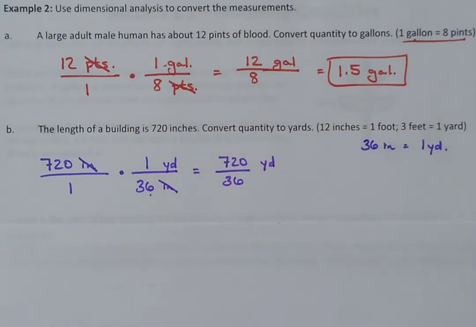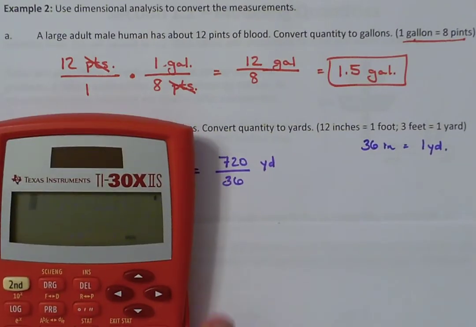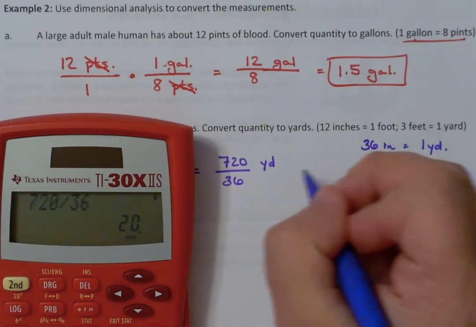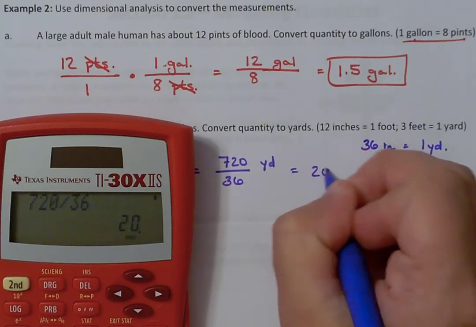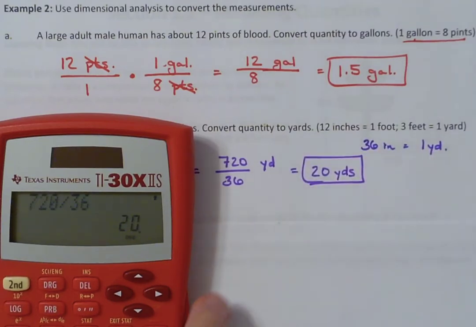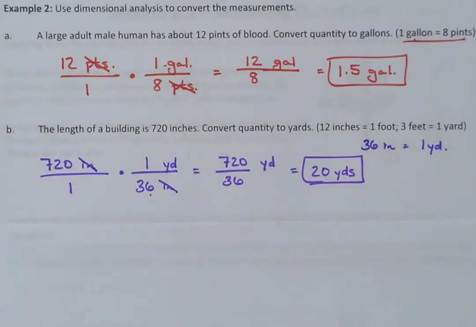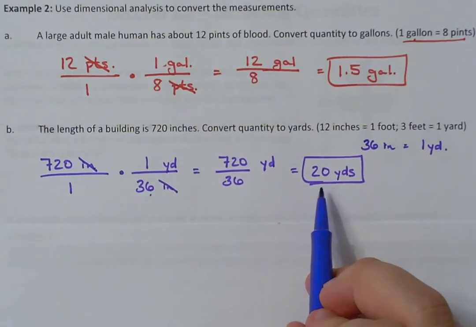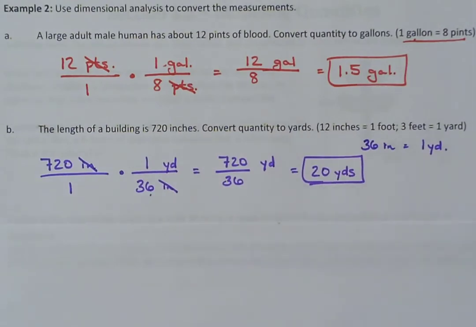So I've now successfully converted it from inches to yards. We just need to get a nicer looking number. So we're going to do 720 divided by 36, and we end up with 20, meaning 720 inches equals 20 yards. So that is two ways that you can go through and convert stuff.